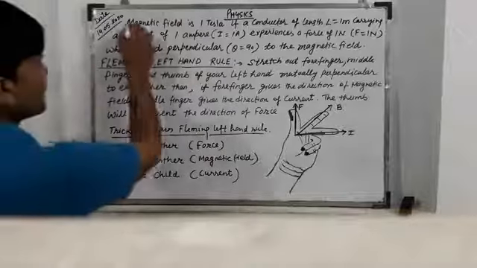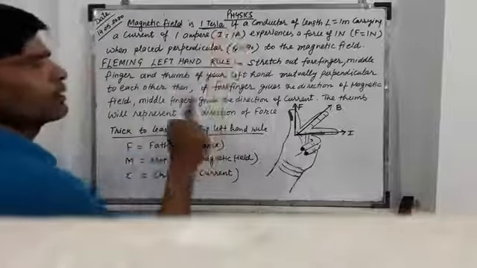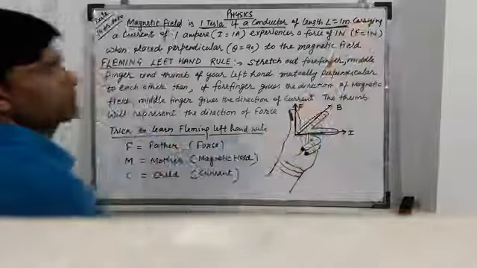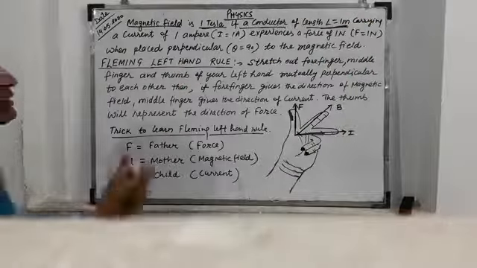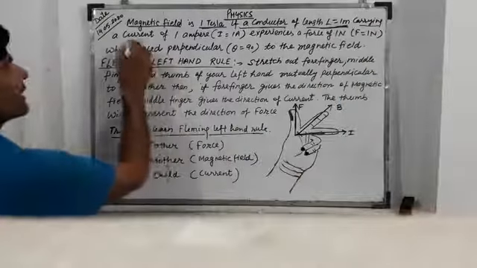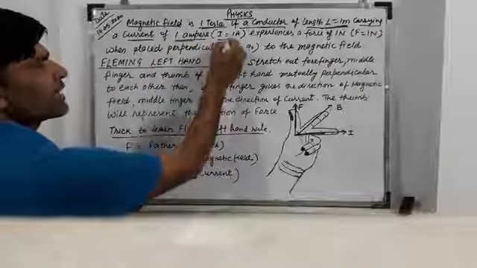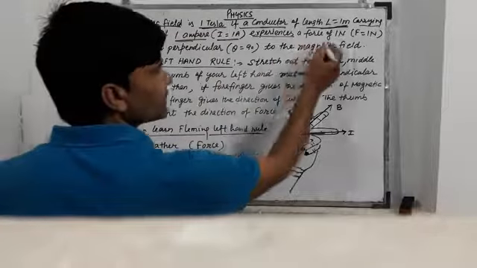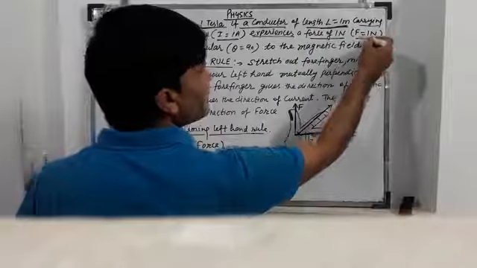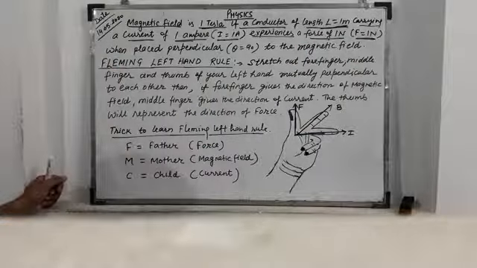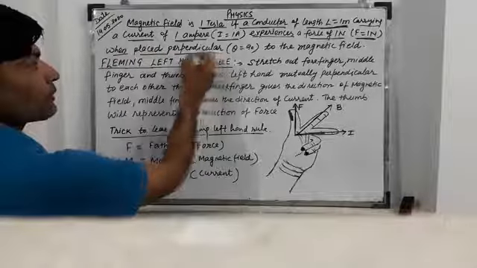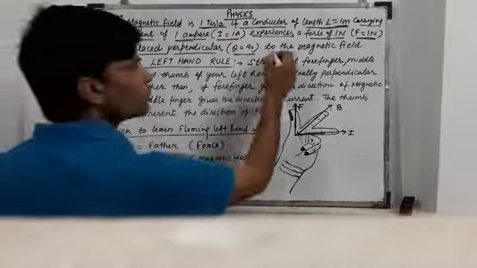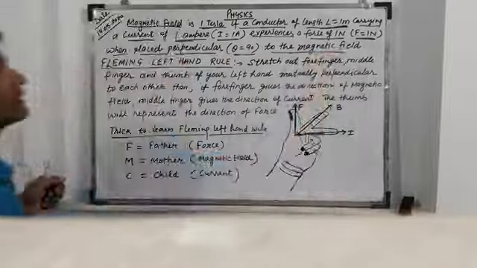So the magnetic field is 1 Tesla if a conductor of length 1 meter, L equal to 1 meter, carrying a current of 1 ampere, I equal to 1 ampere, experiences a force of 1 Newton, F equal to 1 Newton, when placed perpendicular, which means theta is equal to 90 degrees, to the magnetic field.